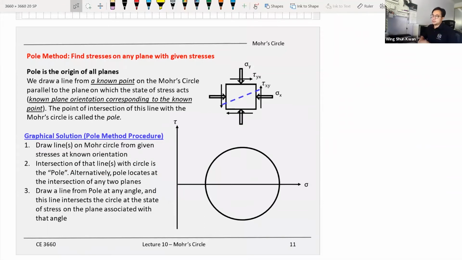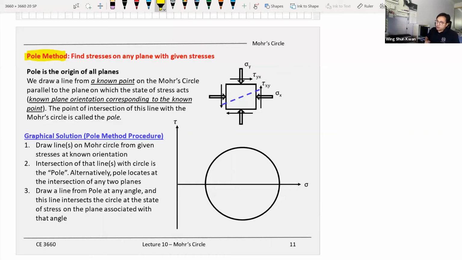One very good method to help us solve problems like that is what we call the pole method. So what is the pole method? The pole method helps us find stresses on any plane with given stresses. So we are not just limited to knowing sigma x and sigma y and finding sigma 1 and sigma 3. With this pole method, we can find all the stresses, knowing sigma 1 and sigma 3 and then finding sigma x and sigma y, or the other way around. So this pole method is very powerful.